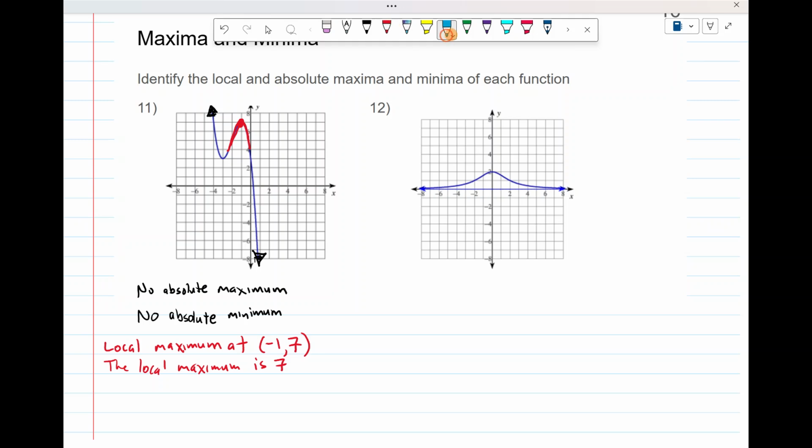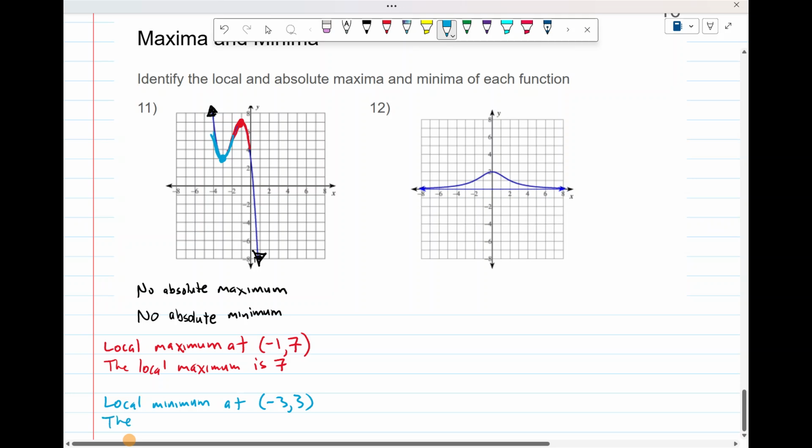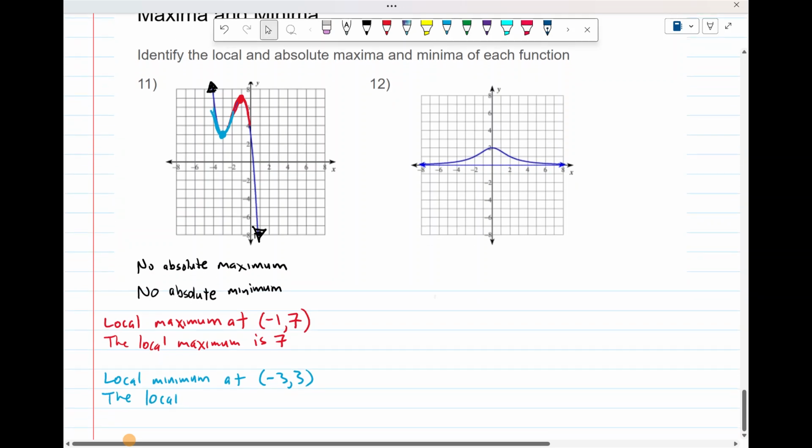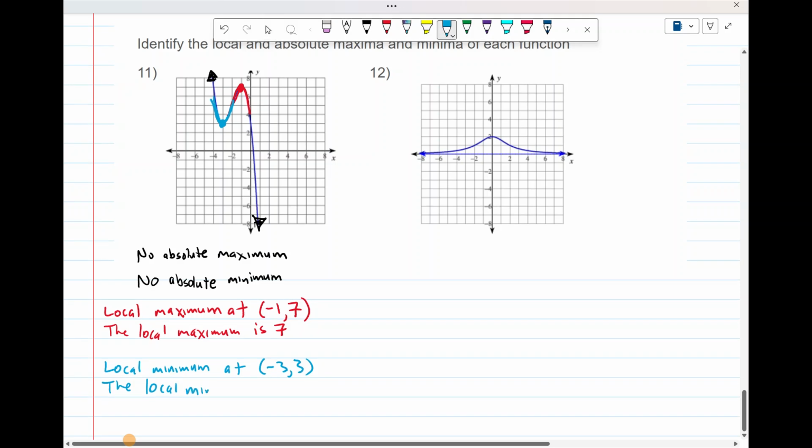There's also, in this case, a valley. If you look right here, we have our valley, and so that point right there is a local minimum. So we have a local minimum at, and I think that the coordinates there are (-3, 3), and so that means that the local minimum is 3.